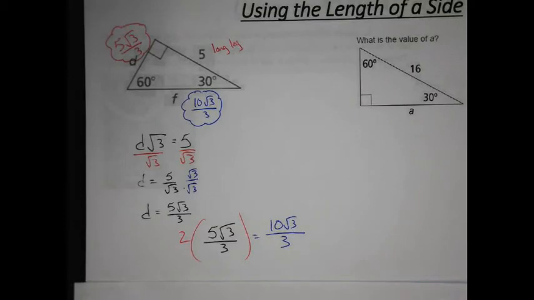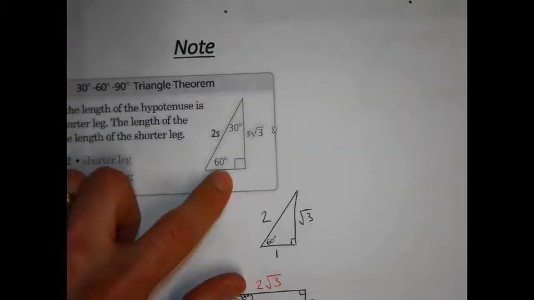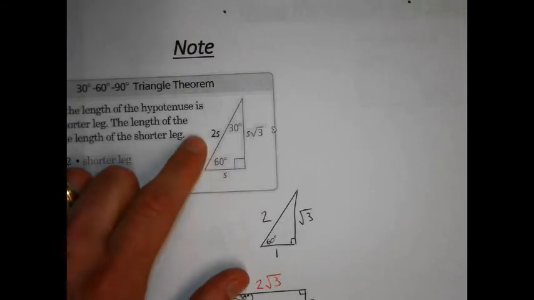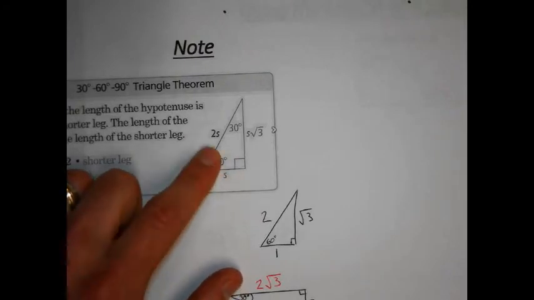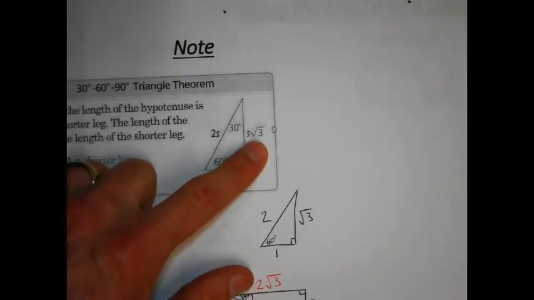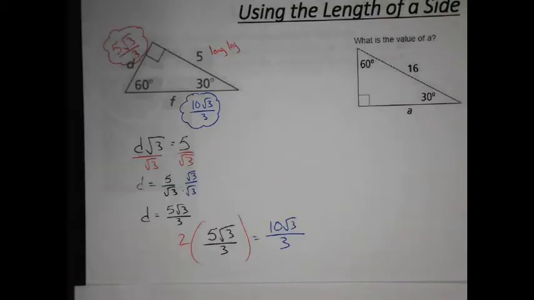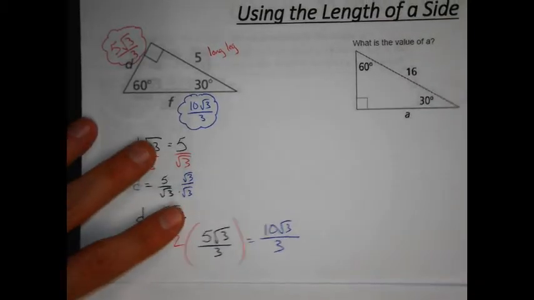So that's using the 30, 60, 90 triangle. But do remember the note. Okay, 30, 60, 90. Short leg, hypotenuse is double. Long leg is short leg times root 3. Okay? On to this one.